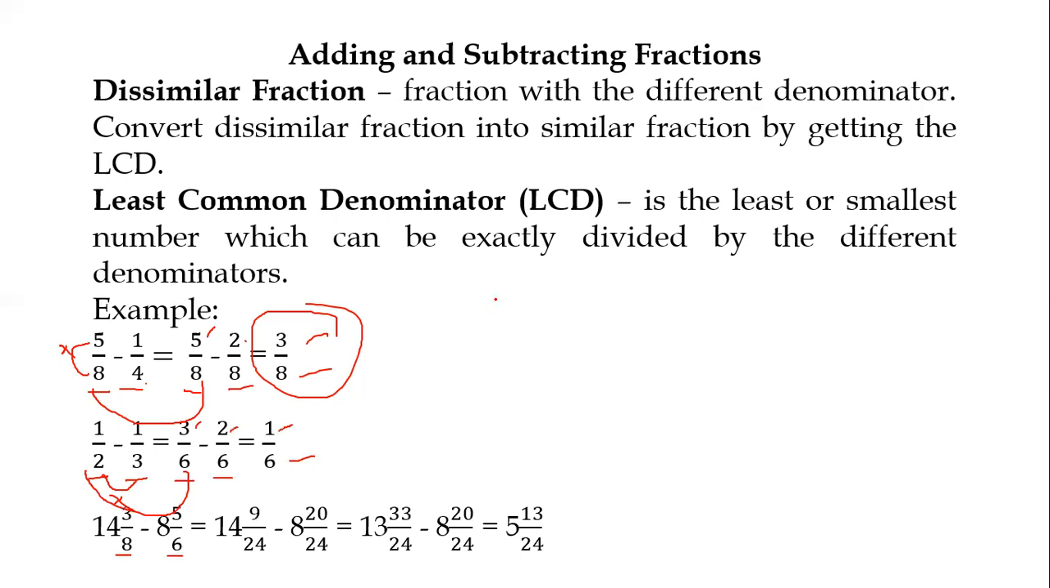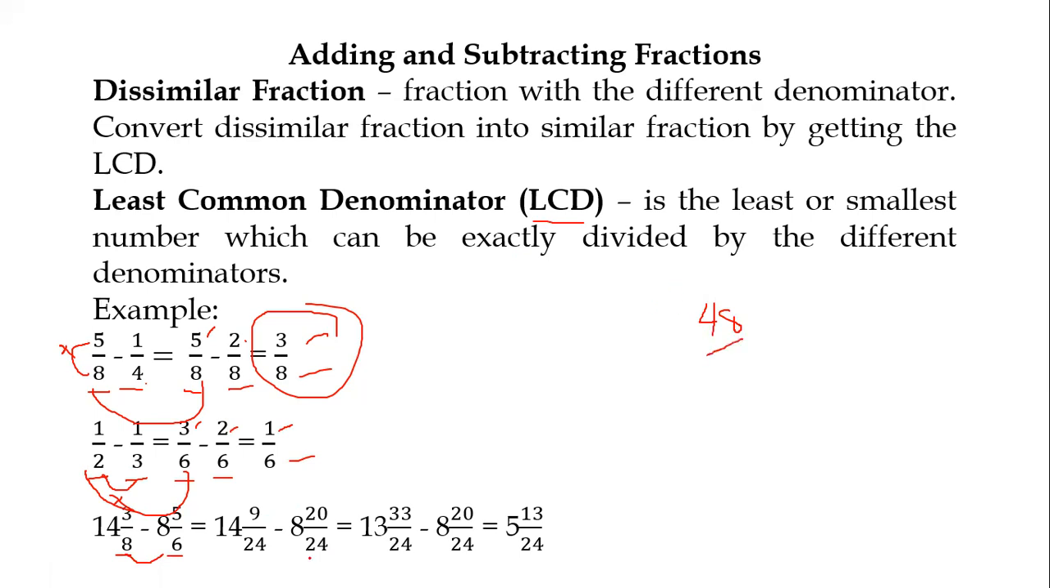First step to find out the LCD, look for the highest number, that's 8. 8 divide 8 pwede, but 8 divide 6 ay magkakaroon ng remainder. So what we're going to do is to multiply those denominators. So 8 times 6, that's 48, no? 48. Okay, that's 48. 8 times 6.